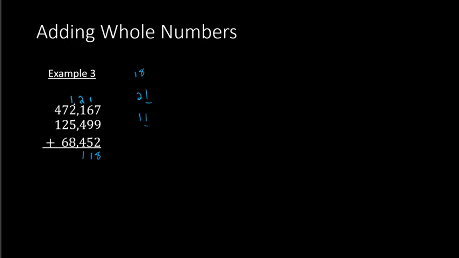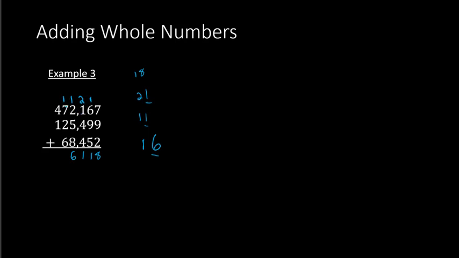So now we add the thousands column. We have 1 plus 2 is 3, 3 plus 5 is 8, 8 plus 8 is 16. So we take the 6 from 16 and put it down here, and the 1 we carry up to the 10,000s column. So now we add that column together.